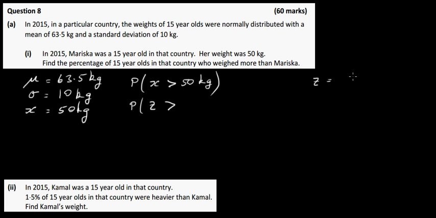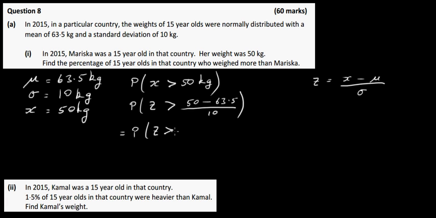So how do we do that? Well, our Z value is just going to be X minus mu. So how far is this X value from the mean? And then see how many standard deviations that is. So we've got to divide by sigma. So we're going to look at 50 minus 63.5, divide all that by 10. That will give us P, probability of Z being greater than minus 1.35.